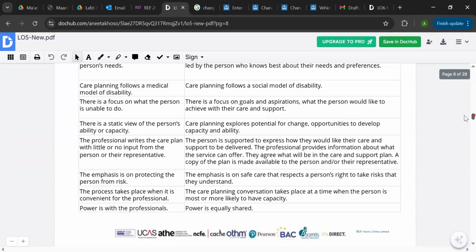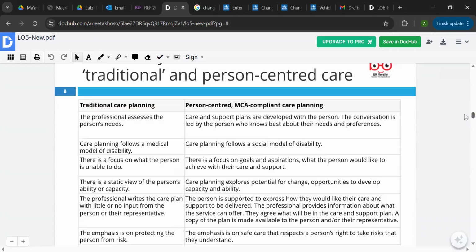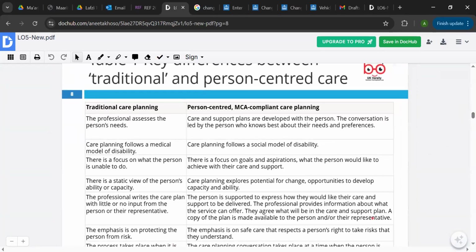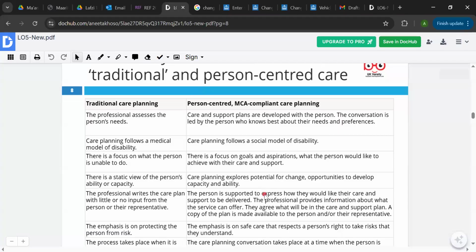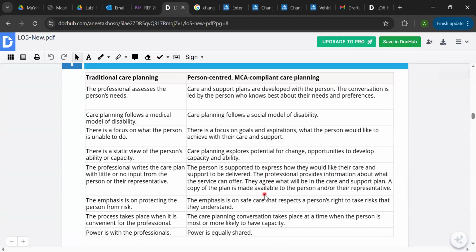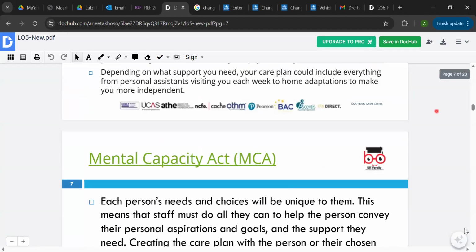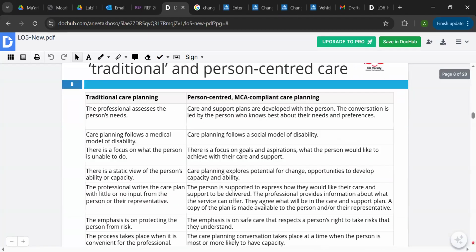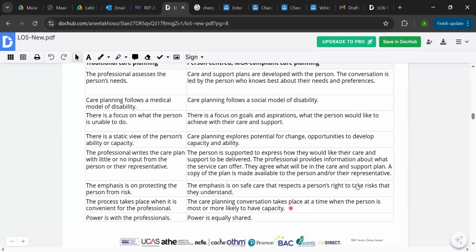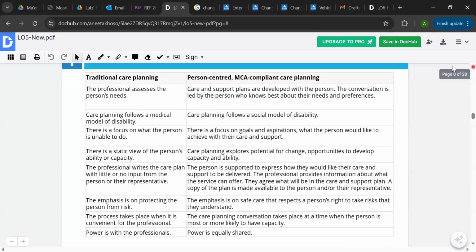Anyone who's gone through this? I had shared this snapshot from the Snipping Tool with you. Has anyone gone through this? What is the difference between traditional care planning versus person-centered or Mental Capacity Act compliant care planning? Anyone? Has no one gone through it? If anyone could just text it, it's fine if you can't speak.